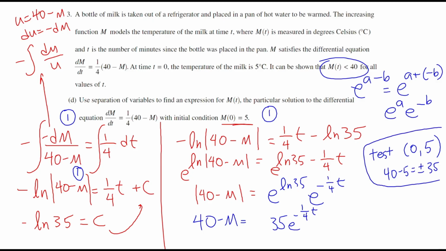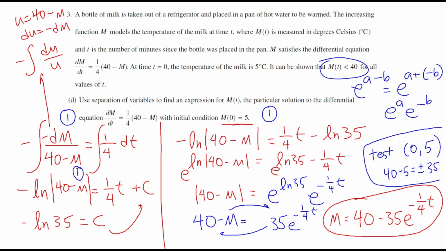Should be pretty straightforward. I'll just add m over to this side and subtract this over, which is going to yield my final answer here, which is going to be m is equal to, we'll have 40 minus 35e to the negative 1/4 t, right? If we add m to the right and then subtract the 35e to the negative 1/4 t, we just get m equals 40 minus 35e to the negative 1/4 t. And getting all the way to there is your final point for that FRQ.